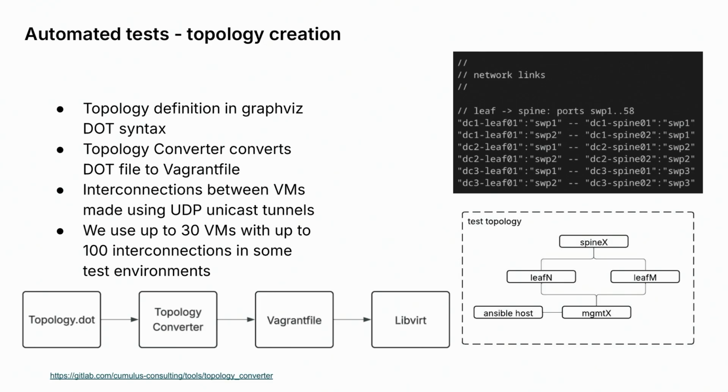So we are defining our topologies for testing in Graphviz syntax. You can see the example on the top left. You define a device, you define a port, and you define to which device and port it is connected to. This kind of syntax is then converted into a Vagrantfile by a topology converter, a tool provided by Cumulus Consulting. It then creates a Vagrantfile that brings up all the necessary virtual machines using libvirt.